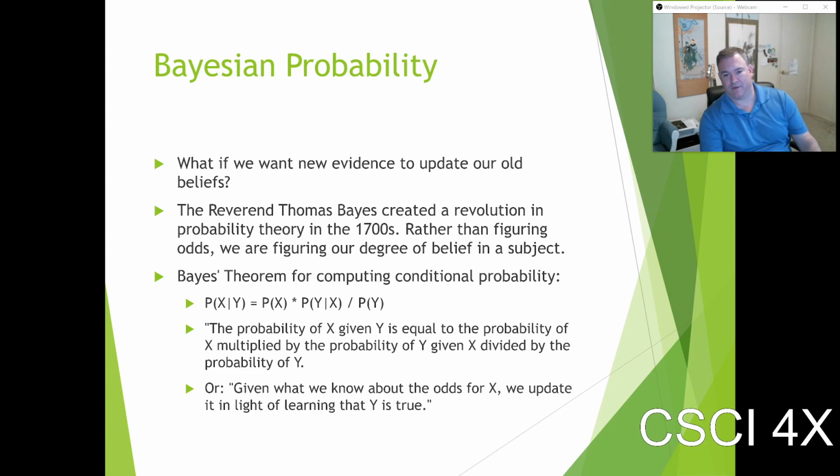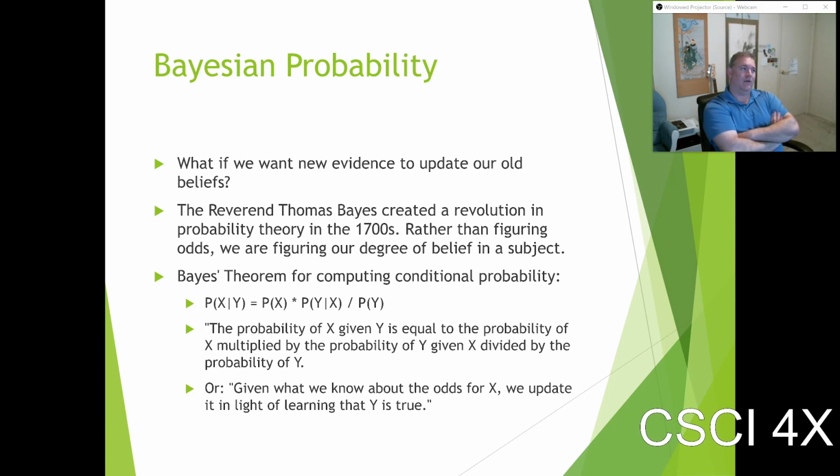Okay. So this guy by the name of the Reverend Thomas Bayes said rather than figuring out odds, what we're doing is we're computing the degree of belief in a subject. So the equations are still the same, but you think of the probability almost in terms of confidence. How confident am I that X happened given piece of evidence Y? Okay? And it's the same equation we were just using before. There's nothing different about the math. It's a different way of thinking about things.